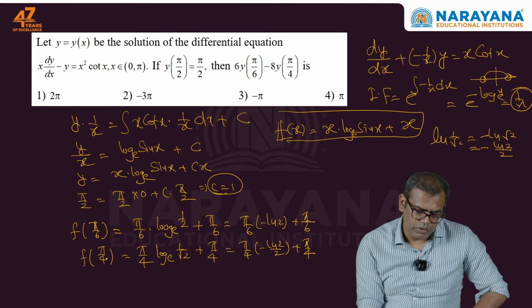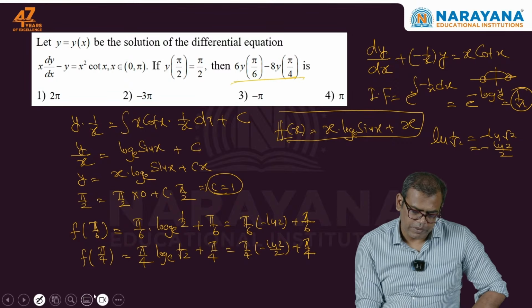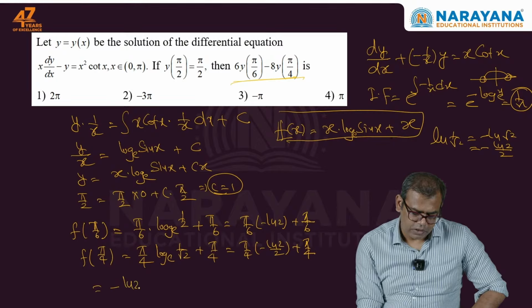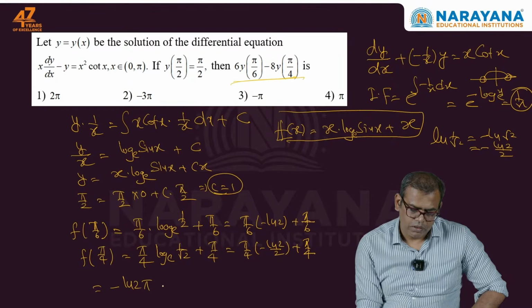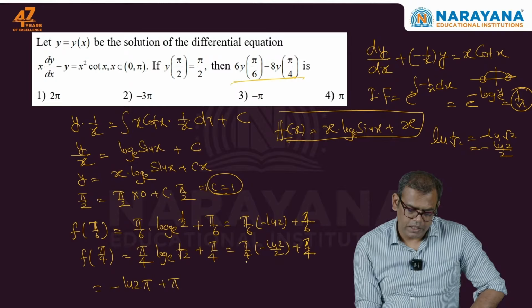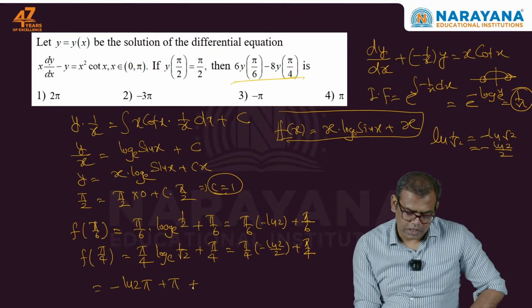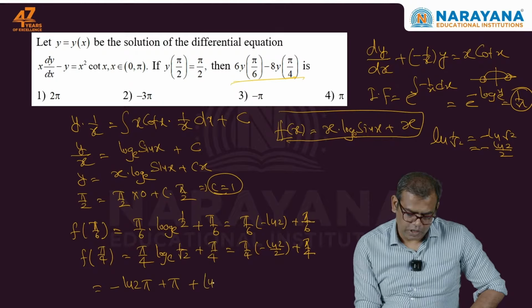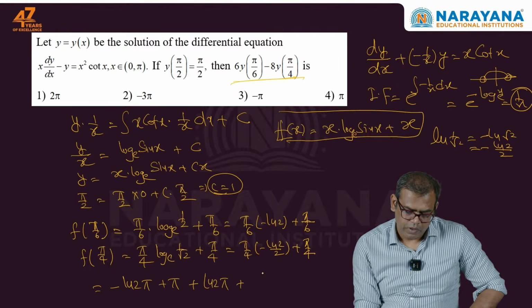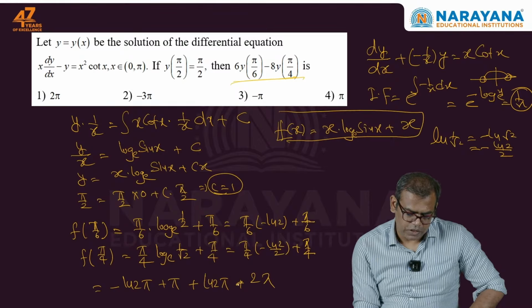Now write it into the total; we have to find this one, so we will multiply by 6. After multiplying by 6, here it will come minus ln 2 into pi, multiplied by 6, pi will be left. Now multiply by minus 8 here, so minus 8 times minus, that will be plus, right? So ln 2 into pi will come, and 8 here, so 2 pi will come. Minus 8, so minus 2 pi will come.